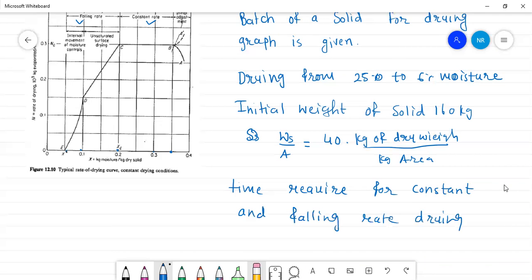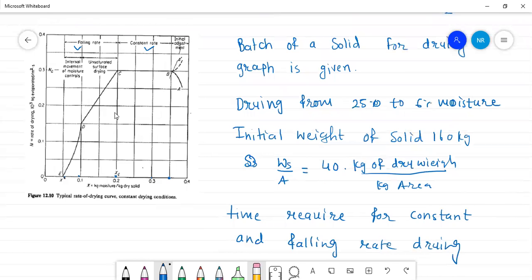So now let's understand the example one more time. We have to follow this graph. The graph is given to you. Once you follow this graph, three sections are given. The constant rate period starts from B to C. The finish of the constant rate period is up to point 2. Now the falling rate period starts from point 2 and ultimately ends at 6%.